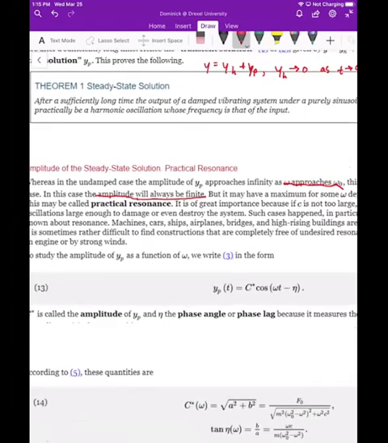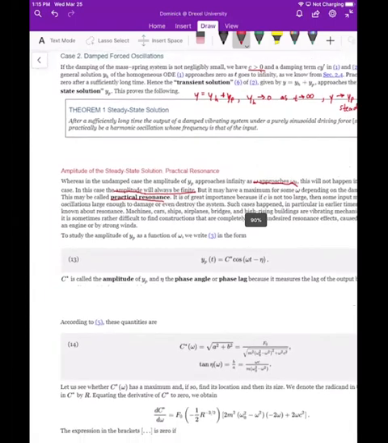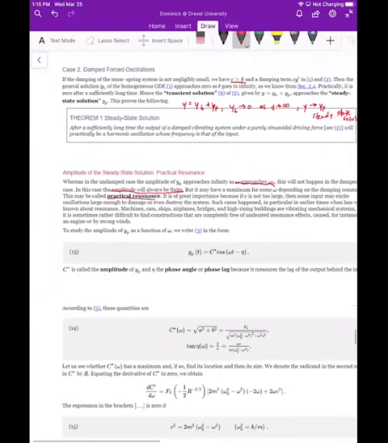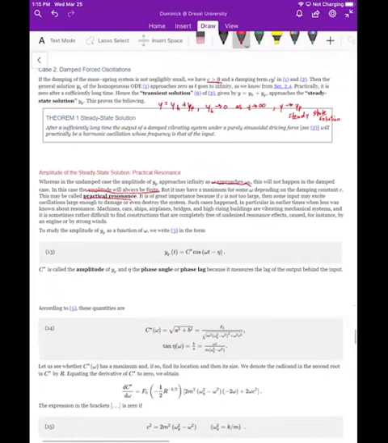And this is what we tend to call practical resonance, right? Because if c is not too large, then there's some input that might get your oscillations large enough to damage or destroy the system. And this has sort of happened before in physical settings where we didn't know as much about resonance, but now this is something that we can avoid.